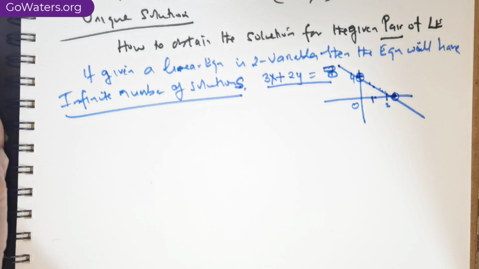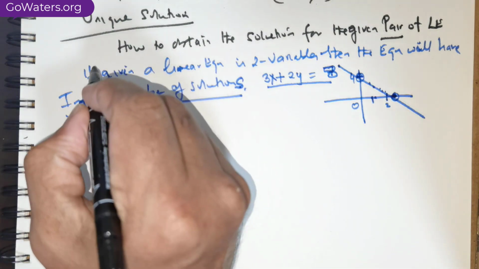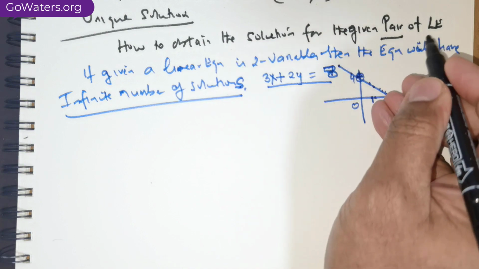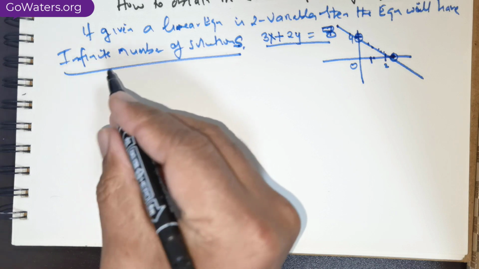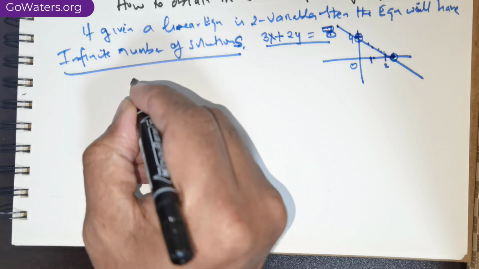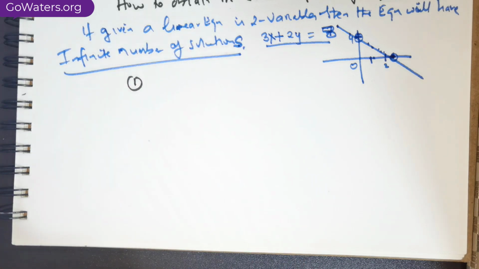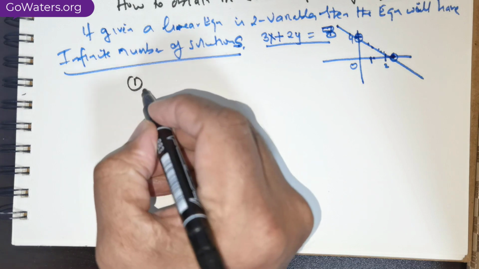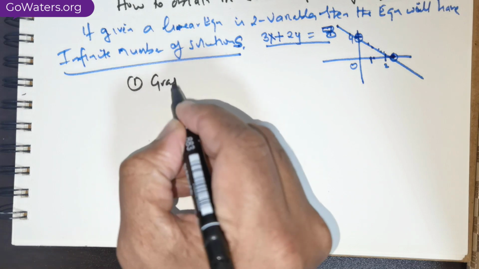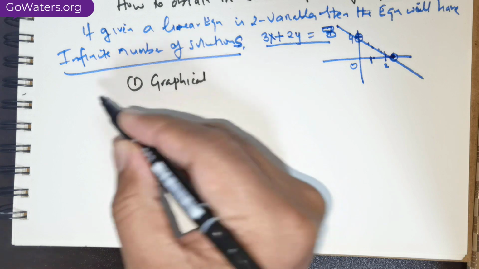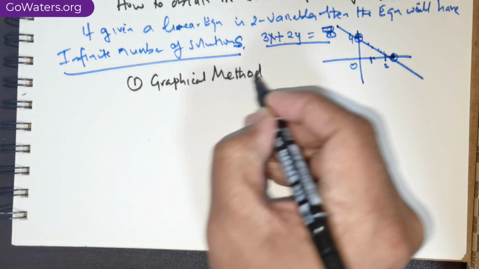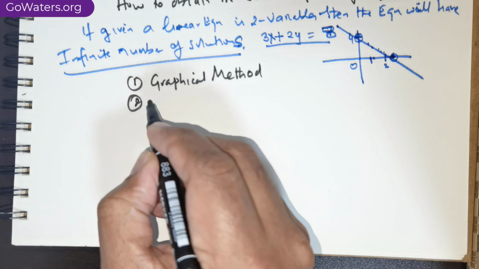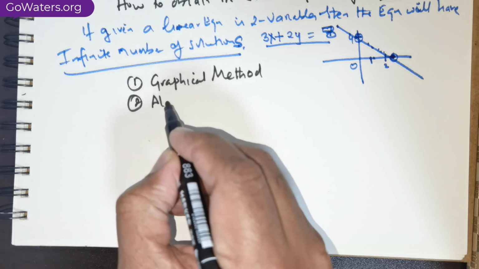Now, having mentioned that, the main point here is how to obtain the solution for the given pair of linear equations. Now, these are the techniques that are applicable, so you can choose one of them. The first technique is through graphical way. I will explain to you how exactly we can use this method. This is called the graphical method. The second technique is using algebraic method.